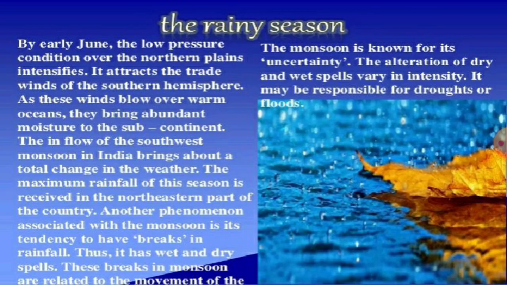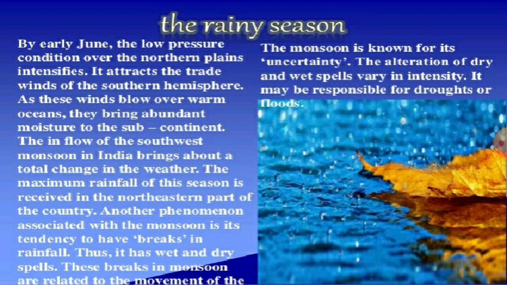Now, moving on to the next, the rainy season, or what we call the advancing monsoon. By early June, the low pressure condition over the northern plains intensifies. It attracts the trade winds of the southern hemisphere, meaning the Arabian Sea branch and the Bay of Bengal branch. They attract them.